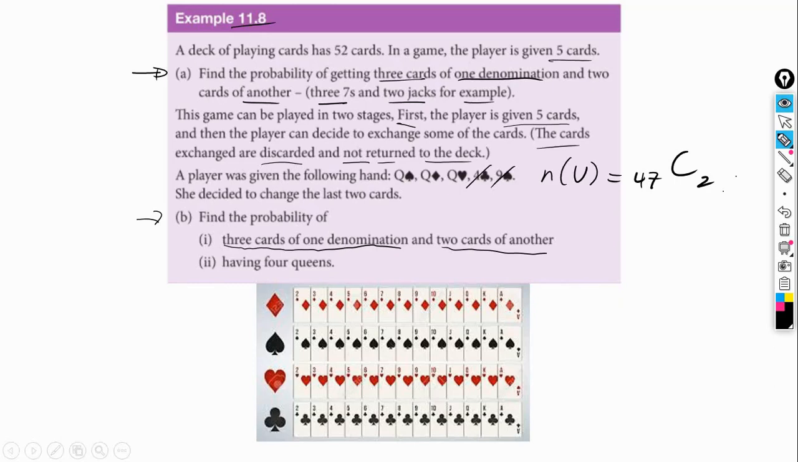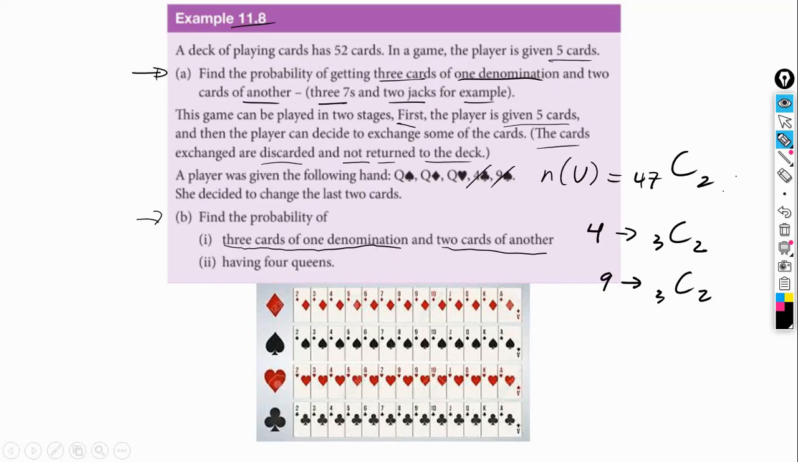Okay, so now let's think about the numerator. It's 3 cards of one denomination and 2 cards of another. Now, 3 cards of one denomination we already have because she has 3 queens, so we don't have to worry about that first part. But then it says 2 cards of another. Since she's already discarded the 4 and the 9, there are only 3 cards left with that same denomination. So for the 4, there are going to be 3 cards left from which we have to pick 2. And then for the 9, it's the same situation. There are 3 cards left from which we have to pick 2.